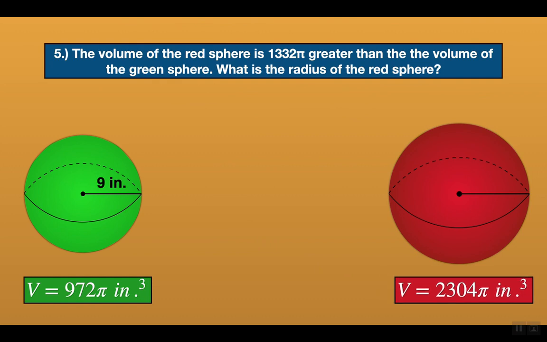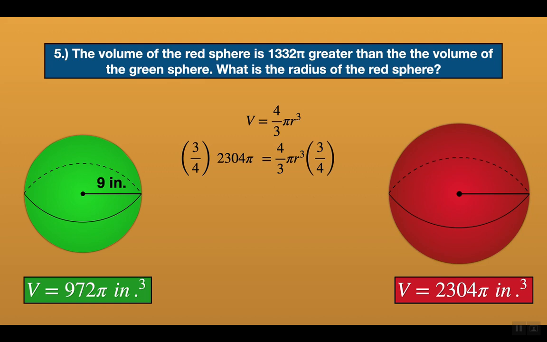And keep in mind that what we're looking for in this question is what is the radius of the red sphere? Well, the reason we did this is because now that we know the volume of the red sphere, we could use the formula for the volume of a sphere to figure out the radius of the red sphere. Okay, so let's substitute into the formula the volume of the red sphere, which we already have. Okay, so we're substituting 2304 pi into the formula. Now from there, we're going to solve for r.